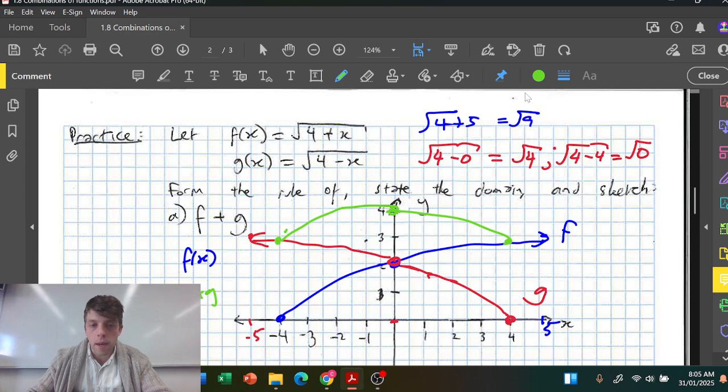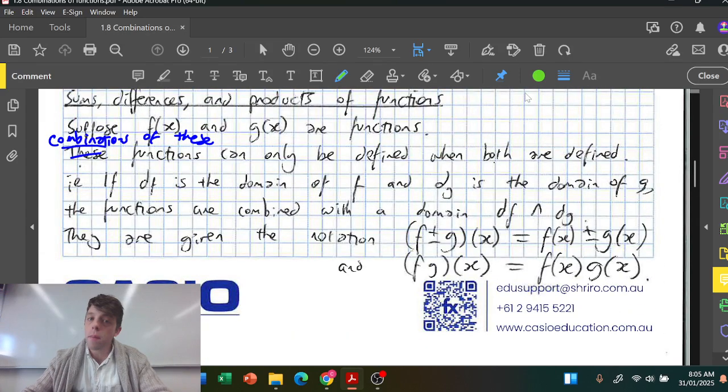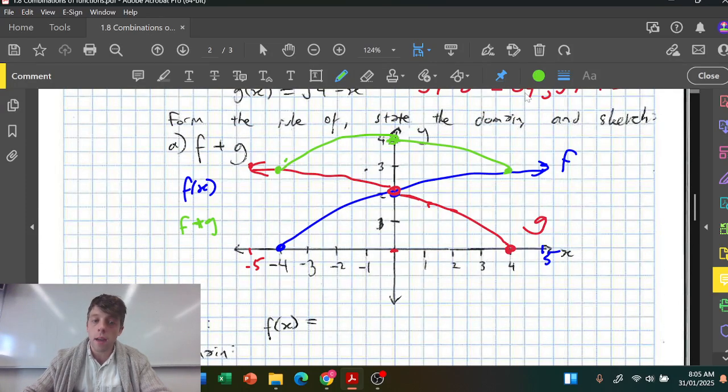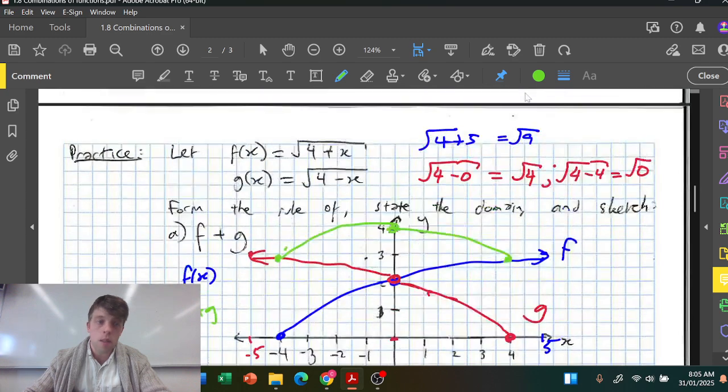And what about, we might ask, the values outside of this range? Well, like we mentioned before, the combination of these two functions is only defined when both of the two functions are defined. As we can see, the blue function is not defined for values less than -4, because then we're going to end up with the square root of a negative. And the red function is only defined for values less than or equal to 4, because if we're outside of that range, then we're going to have the square root of a negative number. Okay, so therefore we can see that this green curve here defines the entire combination of this function.